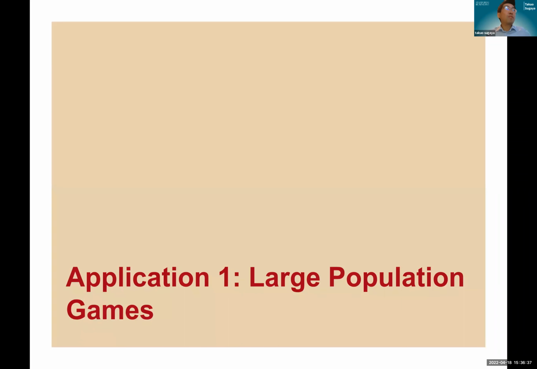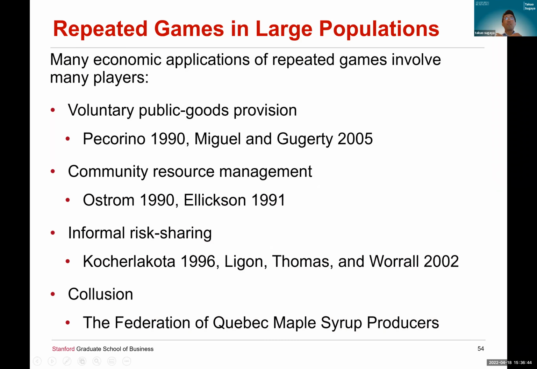All right. Then let me try to apply this to large population games. This is the part that was the main focus of the paper that I circulated last week. If you look at applications of repeated games, often we have a lot of players, like public goods provision games, community resource management, risk sharing in rural villages, and even collusion.